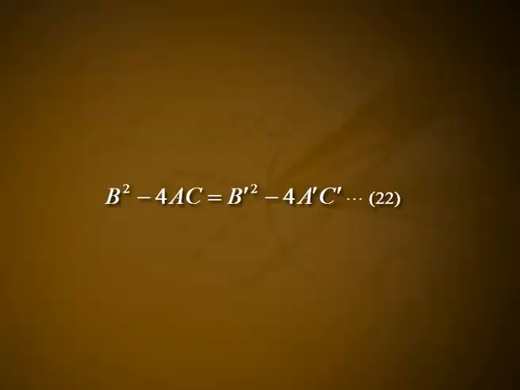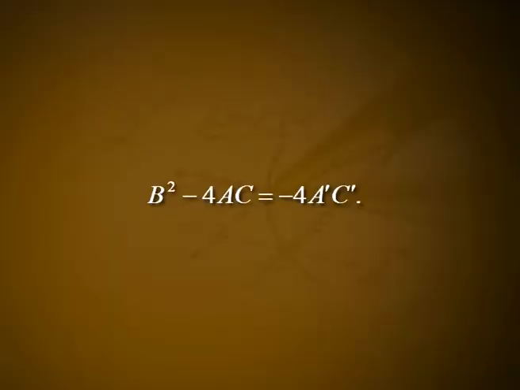It can also be verified from equations 11 to 16 that for any rotation of axis, b square minus 4ac is equal to b dash square minus 4a dash c dash. Equation number 22. This means that the quantity b square minus 4ac is not changed by a rotation. But when we rotate through the angle alpha given by equation 20, b dash becomes 0. So, b square minus 4ac is equal to minus 4a dash c dash.